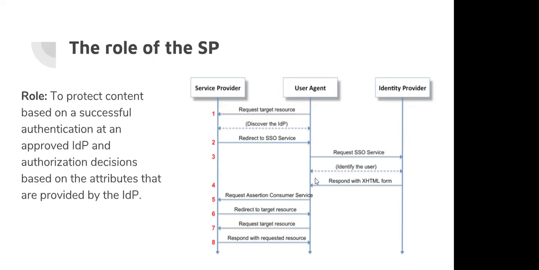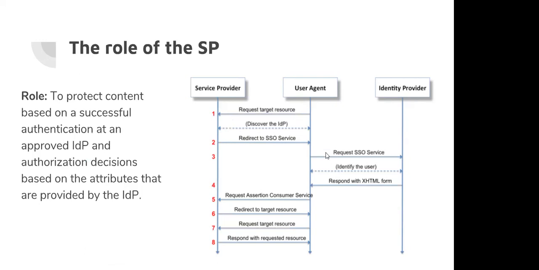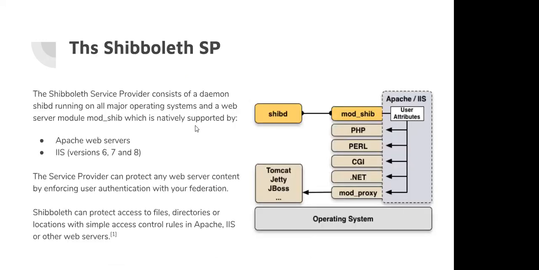And as you can see in the picture on the right, there's a whole lot of backwards and forwards between the user agent, their browser, to the service provider, back to the identity provider, and passing SAML information or XML information backwards and forwards, all defined by the SAML specification. And it's the service provider that we're looking at today, and its role is to protect the content.